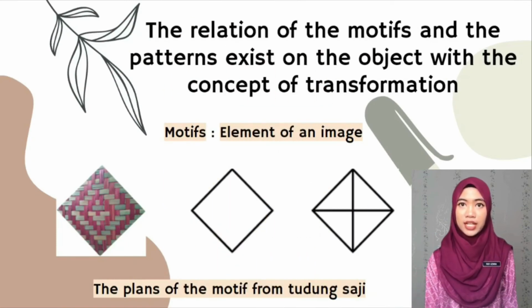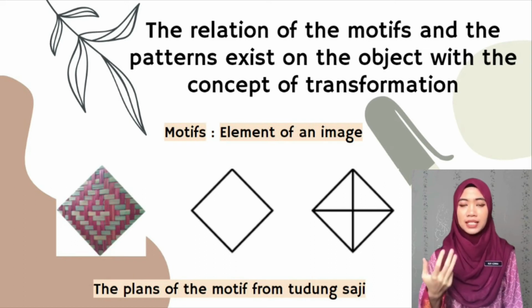Hello everyone, my name is Nur Azmina binti Ismail. So I will continue to explain about the relation of the motifs and the pattern that exist on the object with the concept of transformation. What is a motif? A motif is an element of an image. A motif can be repeated and arranged in many different ways in order to create different types of pattern. A motif, pattern, or design depicts abstract, non-representational shapes such as lines, circle, ellipse, triangles, rectangles, and polygons.